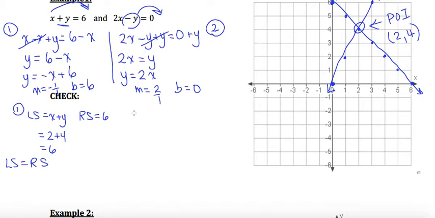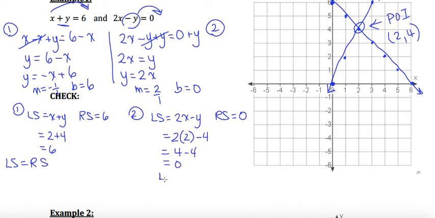And then for my equation 2, the left side is equal to 2x minus y, and my right side is 0. So again, I'm plugging in my values for x and y. So 2 times 2 minus 4. 2 times 2 is 4. Take away 4 is 0. So left side equals right side, which is what I wanted. So therefore, I can say with confidence that my point of intersection is 2, 4.